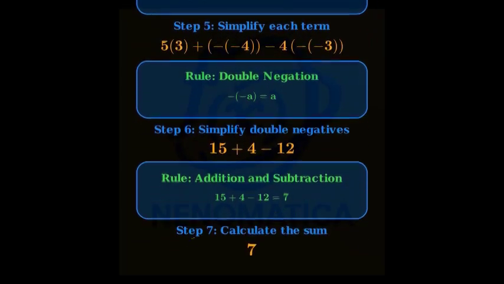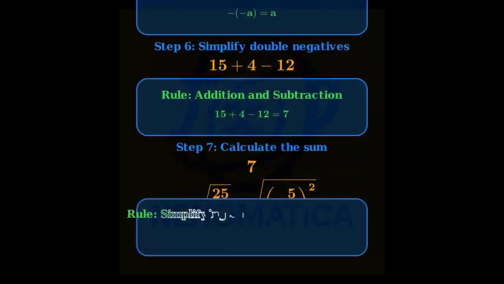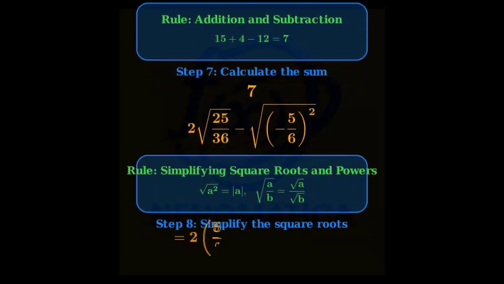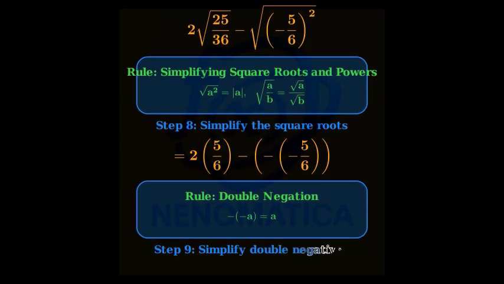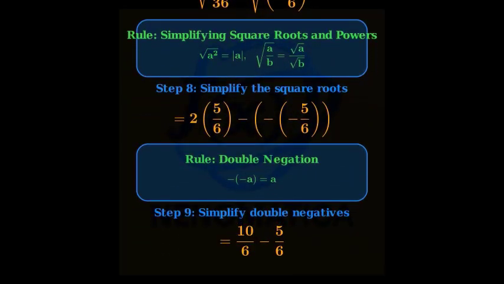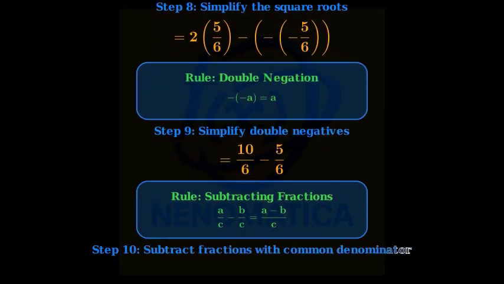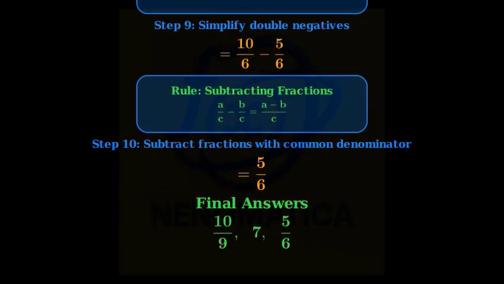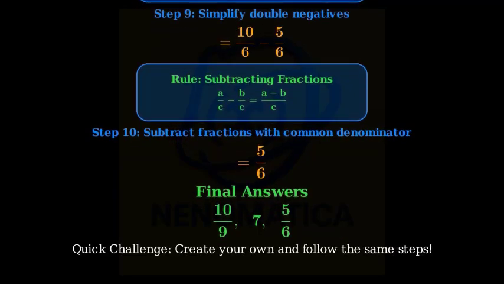Problem 3. 2 times the square root of 25 over 36 minus the square root of negative 5/6 squared. Apply the same square root and power rule again. Step 8. Evaluate both square roots. Remove the double negative again. Step 9. Simplify to 10/6 minus 5/6. Now subtract the fractions with a common denominator. Step 10. The result is 5/6. Great work! Our final answers in order are 10/9, 7, and 5/6.